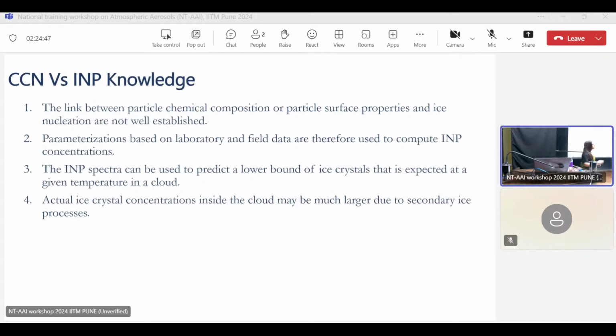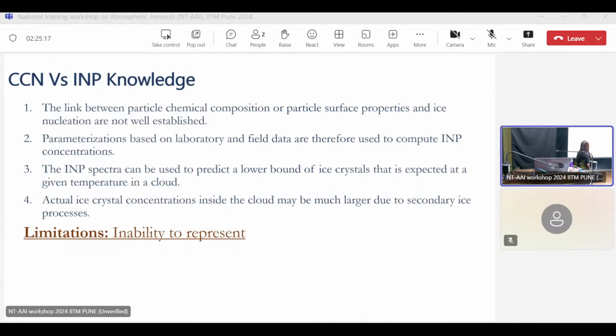So this word "secondary" is again a very complex word for aerosol scientists. Secondary inorganic aerosol, secondary organic aerosol, secondary ice formation. Because of this secondary thing, everything is again very complicated. Whatever we are getting from spectra is fine, but because of secondary processes, what we actually get in the cloud is very different. So that gap remains.